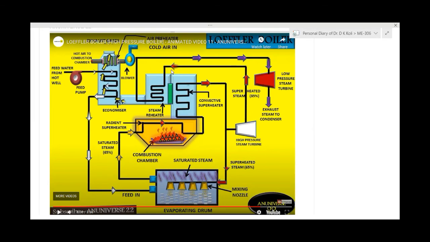It will pass through the steam reheater. Then it will pass through again the low pressure turbine. This is, you can see, the radiant superheater, then convective superheater. All the things that you can see, and to understand better.